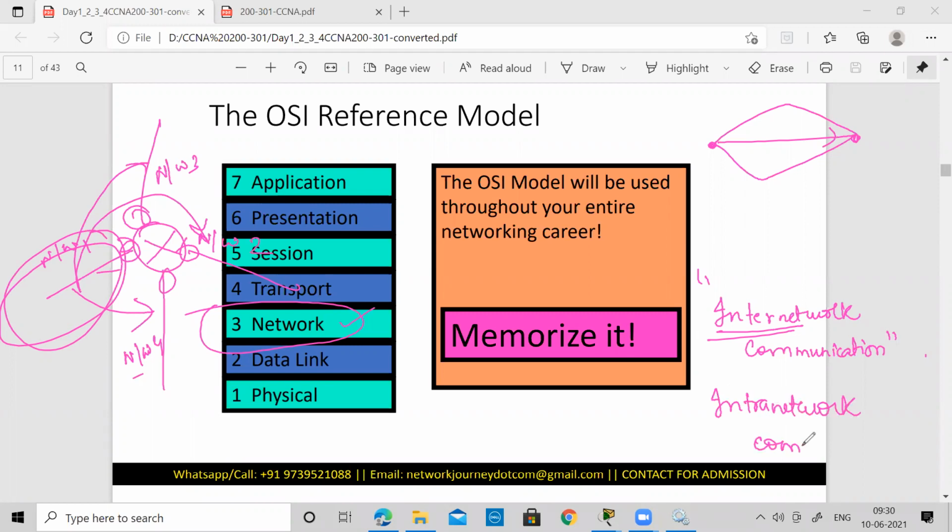Okay, just remember these two important terms: when to use a router and when to use a switch. A switch is used when you want the packet to go within the network, inside the same network. And when you want to communicate between two different networks, place a router in between them.